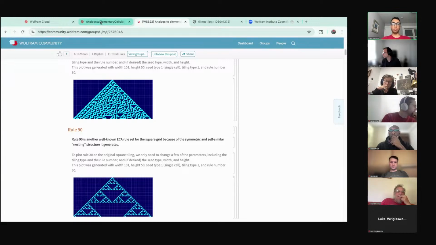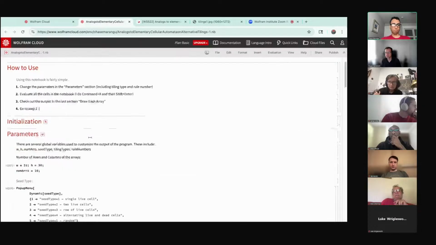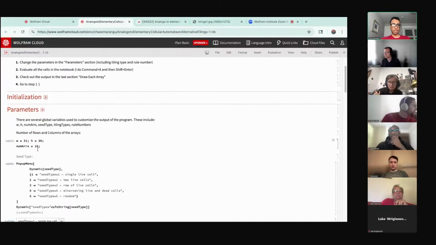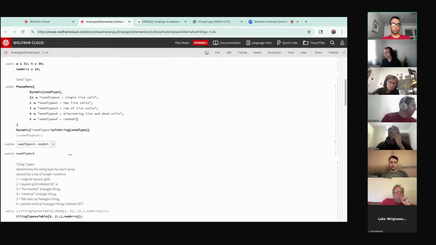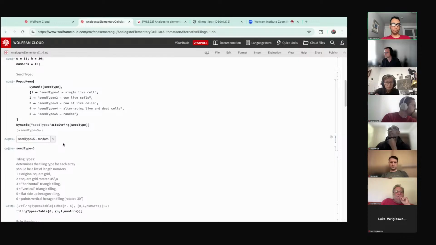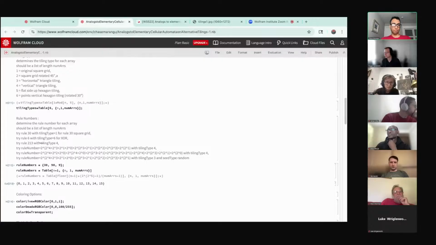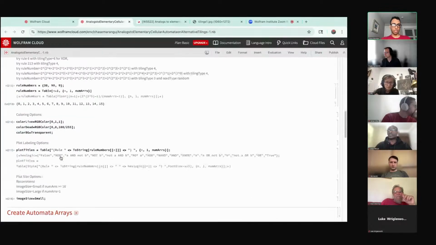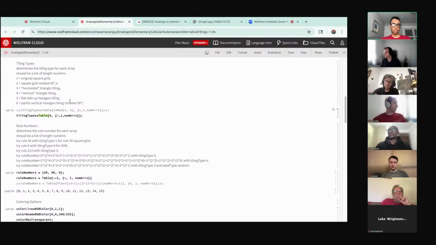Yeah, so to use the notebook, essentially you can choose a seed type. My favorites are using a single live cell or random initial conditions. Those are my two favorites personally. And then you choose the rule numbers and the tiling type by changing it here.